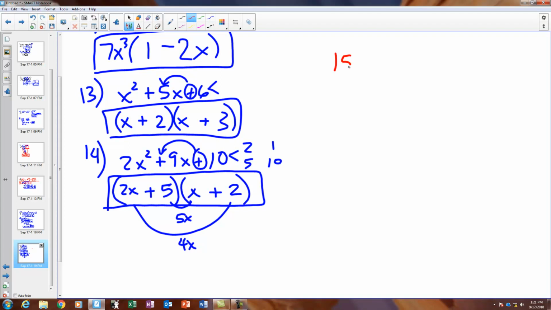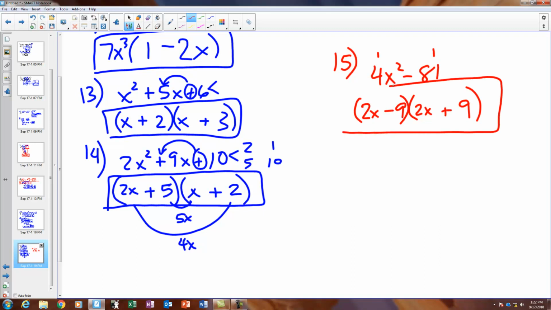Number 15, it's our good friend, the difference of squares, 4x squared minus 81. You'll notice the 4 and the 81 both have square roots. That's how I know to do this, and that there's a minus sign. So when I see that information, it's going to be 2x and 2x. The square root of 81 is 9 and 9. And because it's a negative 81, I have to have a positive and I have to have a negative. And that should be it.